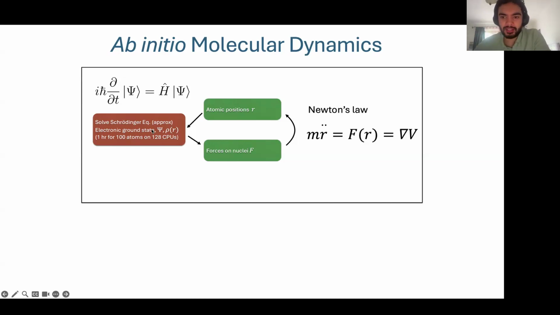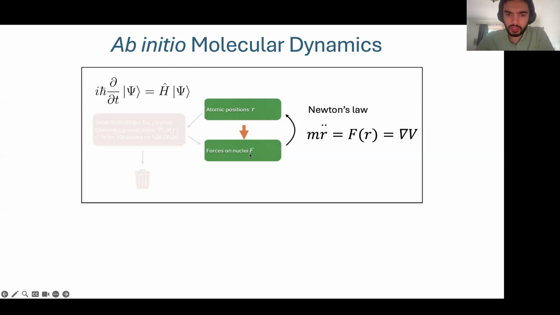But when you are doing the molecular dynamics, actually you just throw this solution in the bin, and you only keep a sort of classical average of this solution, which is these forces here, which are analogous to the classical forces in Newtonian dynamics, and then you use these forces to evolve the position of the atoms. So these forces are inherently quantum, and they are computed downstream from the wave function. But in the end, you only care about the forces, and you don't care about the wave function. So can you just shortcut that?